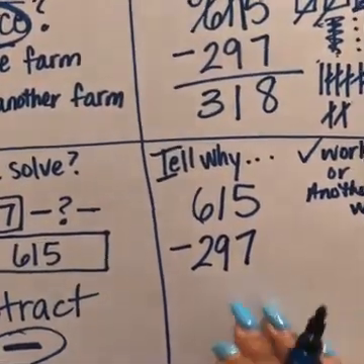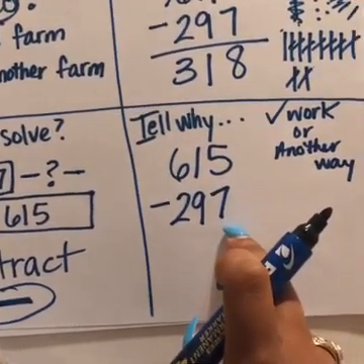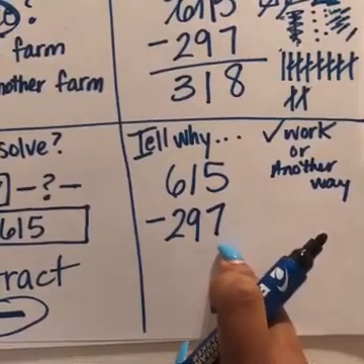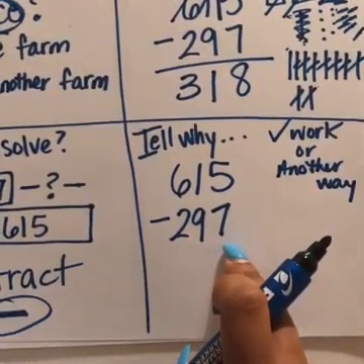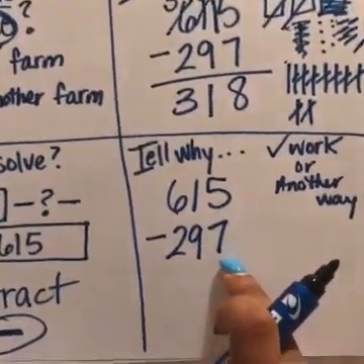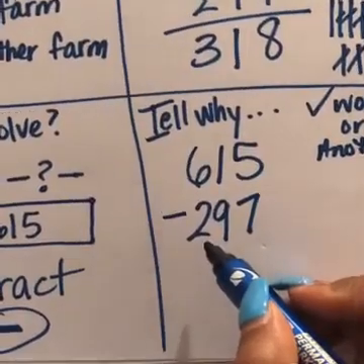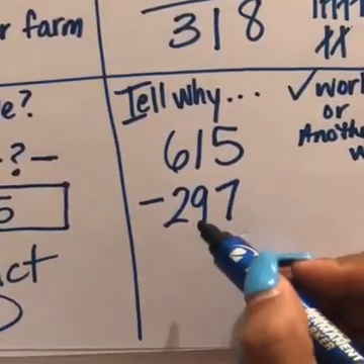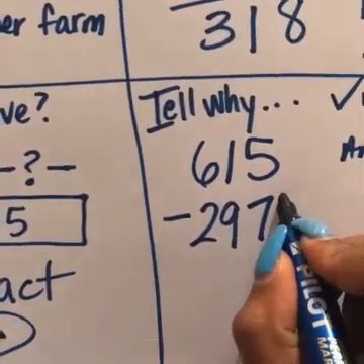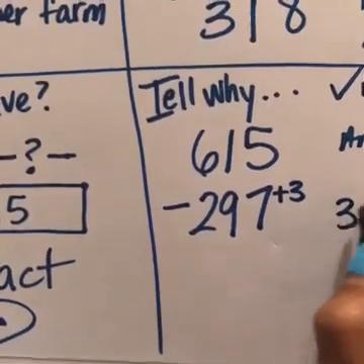Now, 297 is close to another number that is super easy to subtract. Can y'all think about what it is? I'm going to pull that Mickey Mouse. I'm going to pause and let you say the answer. Yes, you're right. It's 300. It's much easier to subtract 300 than it is to subtract 297, right? So how about I do this? How about I do plus 3 to make it 300?